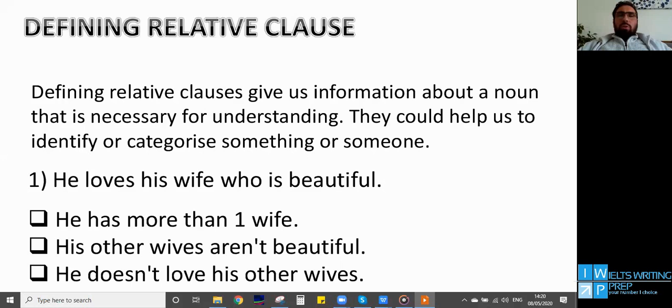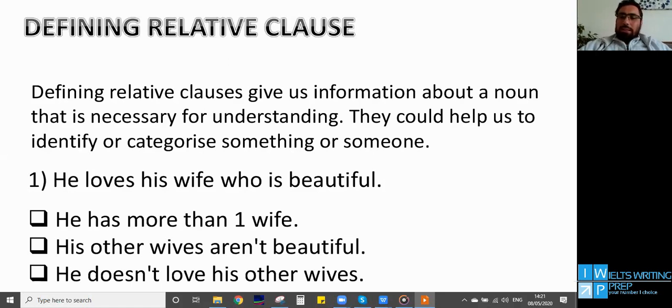So, he loves his wife who is beautiful. This means, number 1, because we're defining the wife, he must have more than one wife. Number 2, his other wives are not beautiful, because we're saying he loves one of them and she's beautiful. And the third point is that he doesn't love his other wives. So there's a lot of information that comes out of this sentence, and you see the comma makes a big difference between the two.